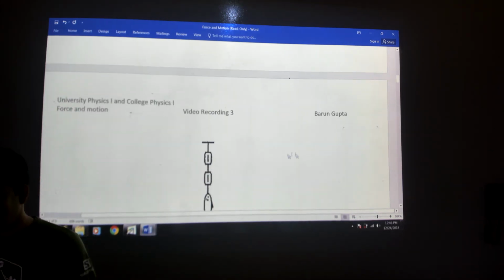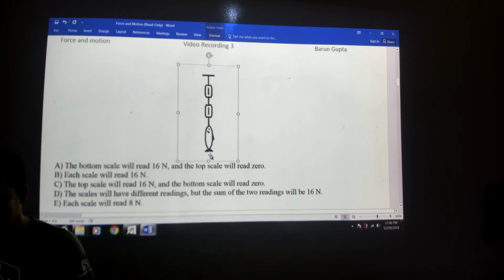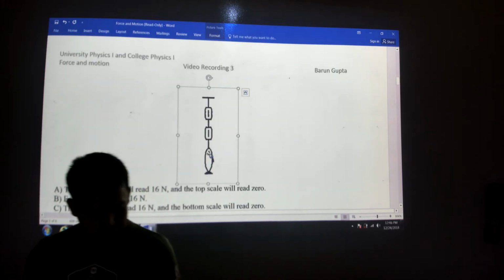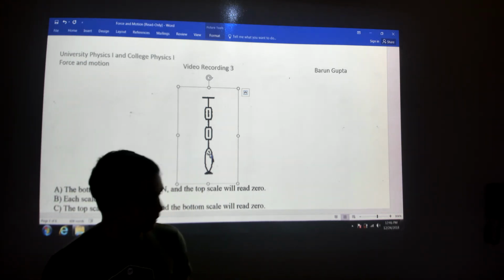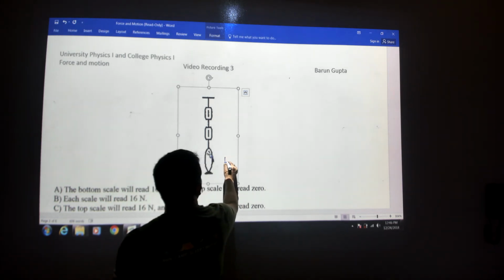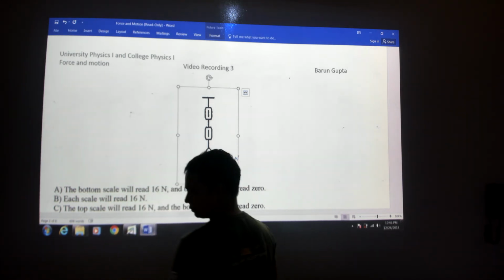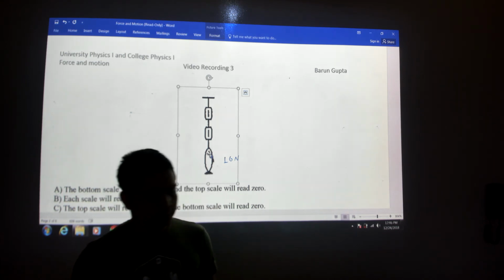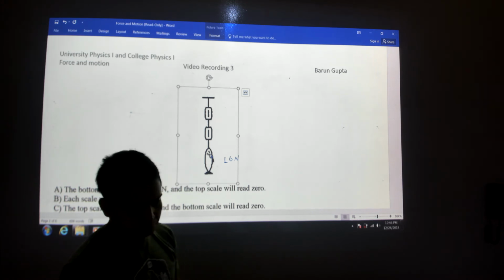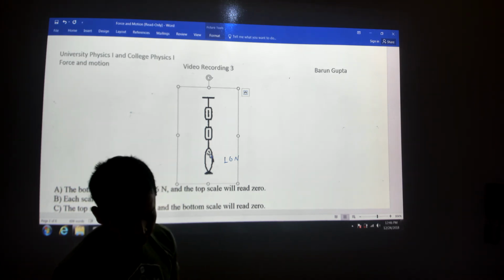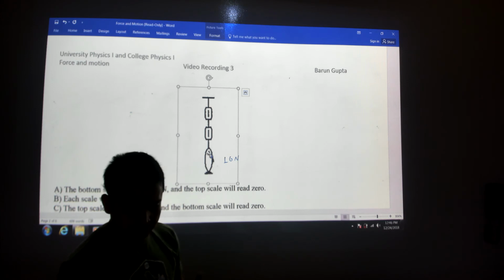So for the number 4 problem, you have a fish which weighs 16 Newton. And then you have 2 spring scales here. Which one would read more, or would there be any difference in the reading? No, the reading would be exactly the same.